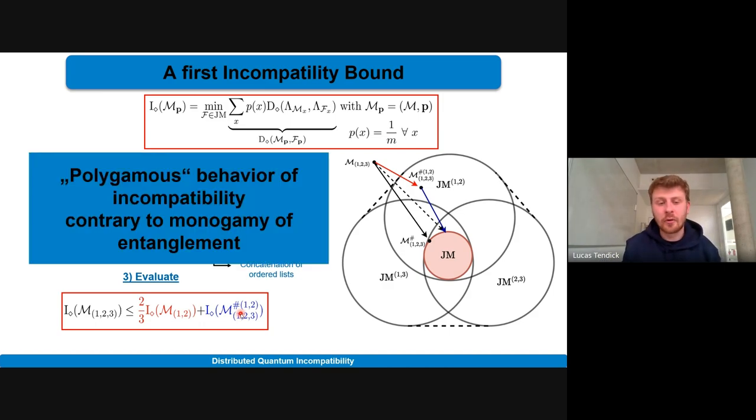And what I want to argue from this, and this is sort of a more polygamous behavior, contrary to, for instance, monogamous behavior of entanglement. Because what we see here is that if we want to have high incompatibility of the measurements 1, 2, 3, we need high incompatibility also in the subset. There's nothing special about 1, 2. It could also be 2, 3. Plus, we also need incompatibility of the measurement that we add, in this case, let's say measurement 3, with the parent POVM that approximates measurement 1 and 2 as good as possible.